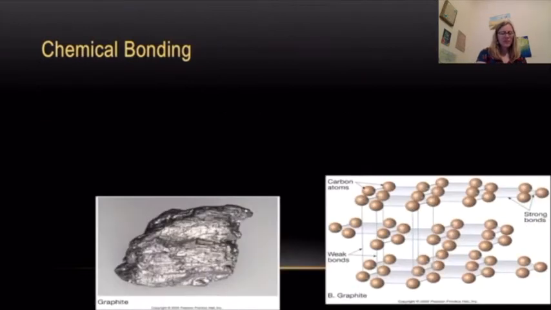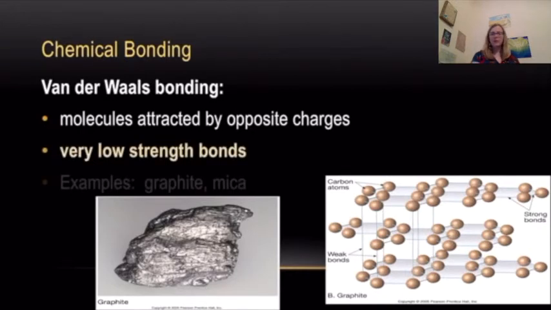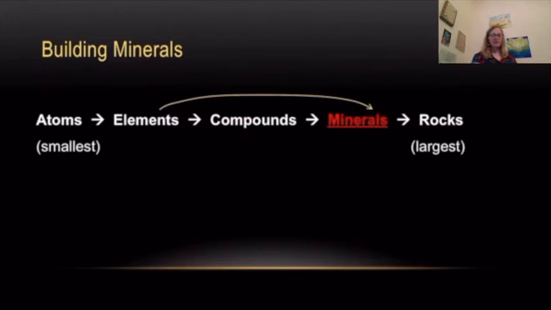All right, the last type of bonding, again, is van der Waals bonding. These are molecules that are being just attracted by opposite charges, similar to ionic bonding, but it's not giving or taking electrons. It's just this really weak force that's pulling them together. Very low strength bonds. Good examples are graphite and mica. All right, let's build some minerals.